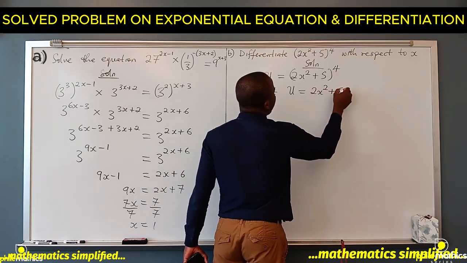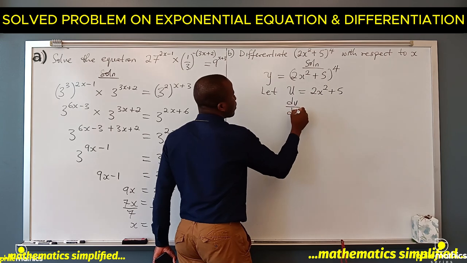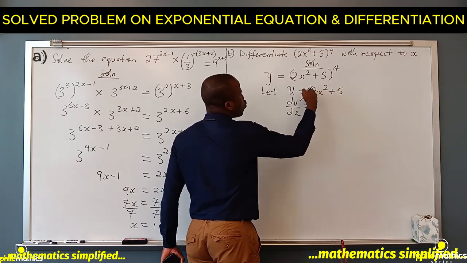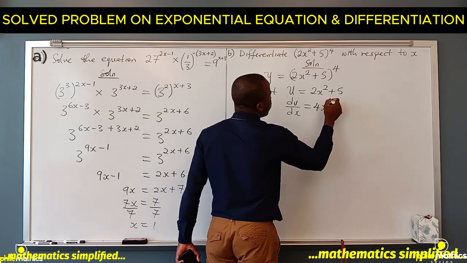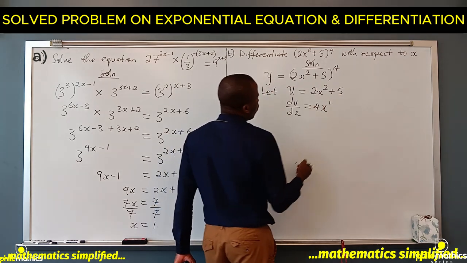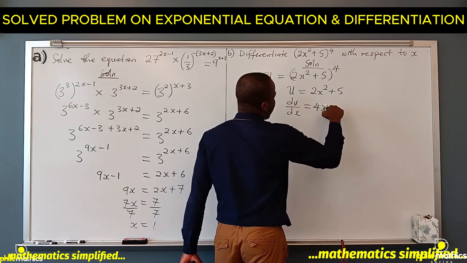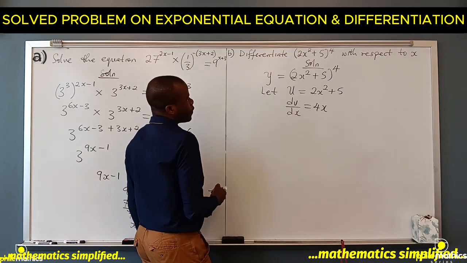squared plus 5. And so if we differentiate u with respect to x, we have 2 times 2 is 4, x, subtract 1 from the power, which is 1. And if you differentiate a constant, it is 0. And x to the power 1 is x. So du/dx is 4x.